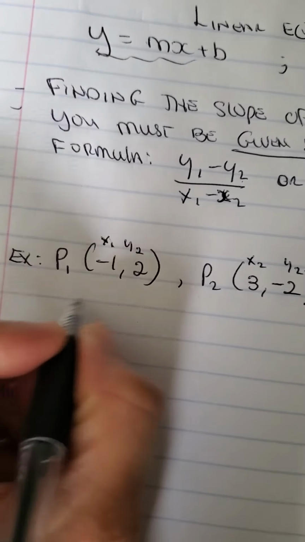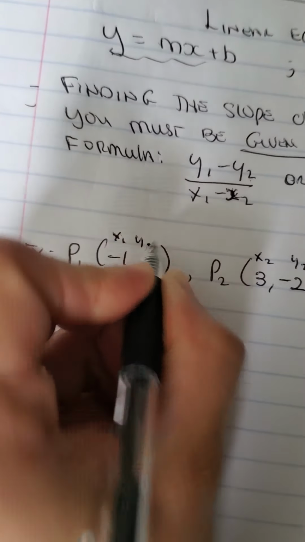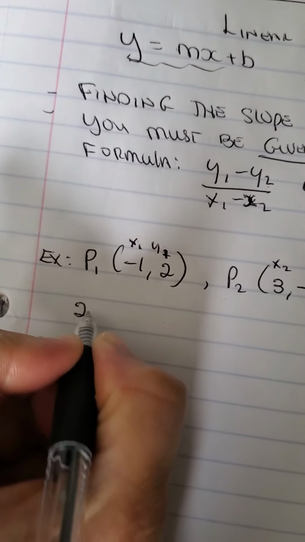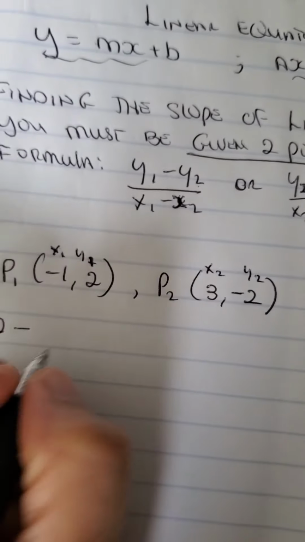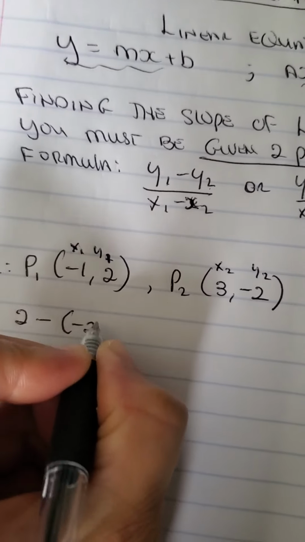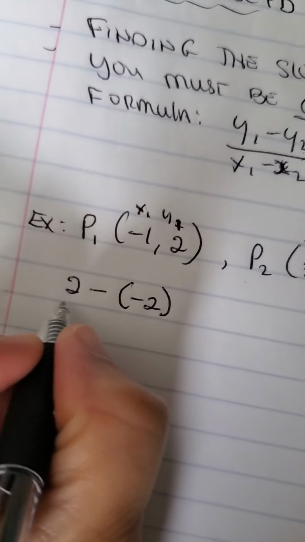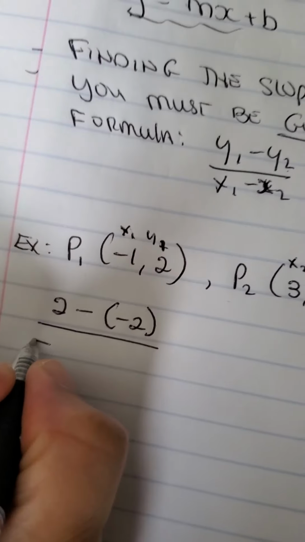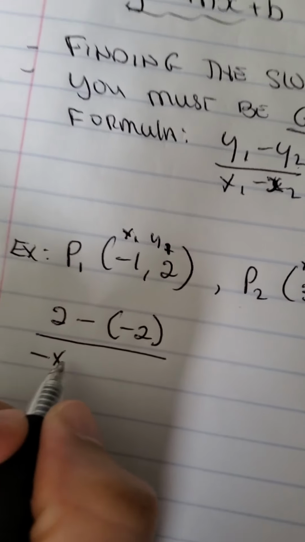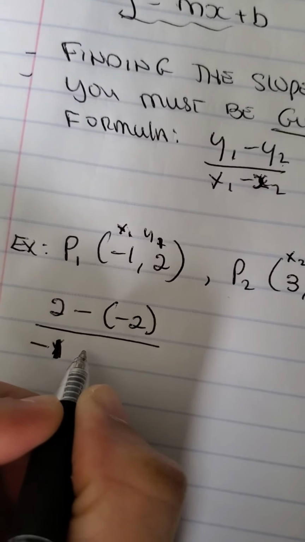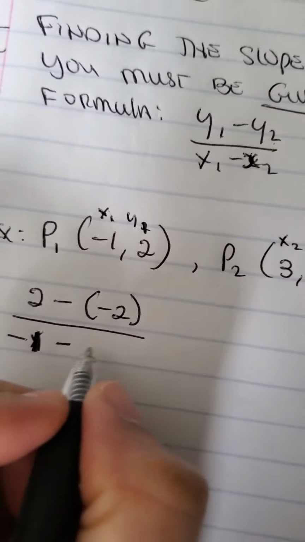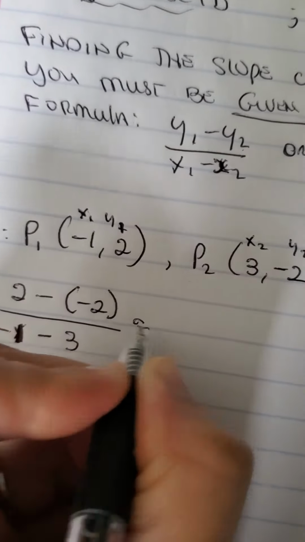formula. So that is, I'm sorry, this is y1. So this is 2 minus, now notice y2 is a minus 2. And then it's going to be x1, which is negative 1, minus x2, which is 3. So I'm going to evaluate this.